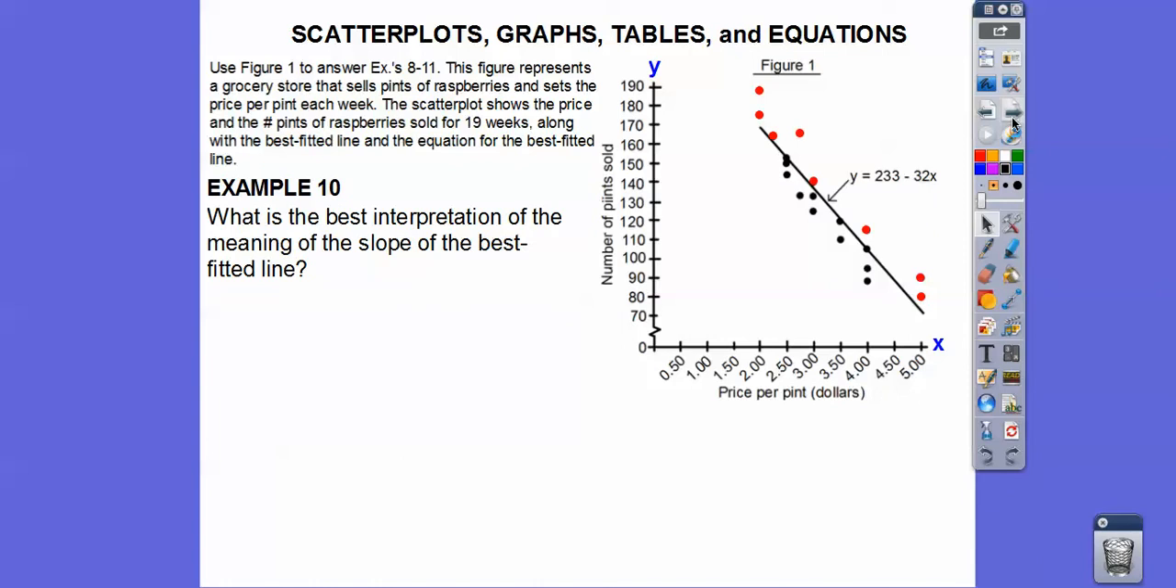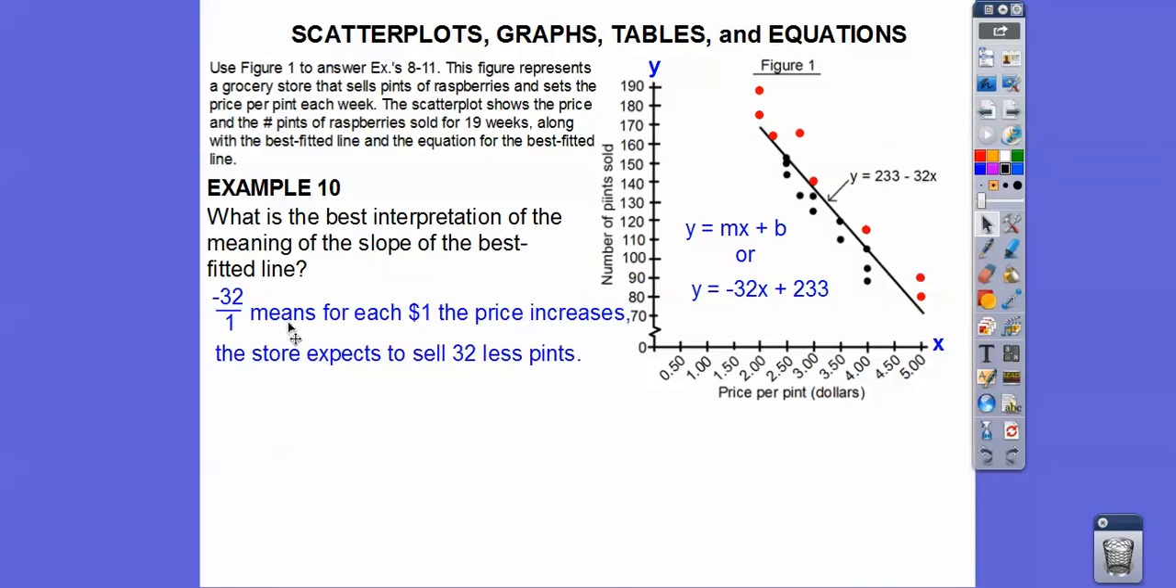All right. What is the best interpretation of the meaning of the slope in the best fitted line? Do you guys remember y equals mx plus b? If we rewrote it in mx plus b form, it's y equals negative 32x plus 233. Here's our slope, negative 32 over 1. Remember, slope is the change in y over the change in x: y sub 2 minus y sub 1 over x sub 2 minus x sub 1. Our y is the number of pints sold, and this is our change in x. So as the price increases by each dollar, we'd expect to sell 32 pints less. As this increases by $1, this decreases by 32 pints.